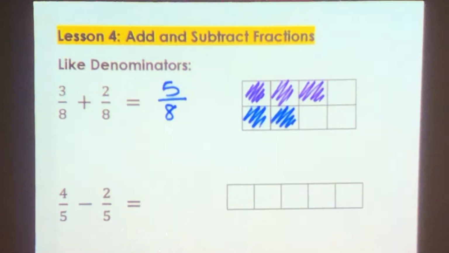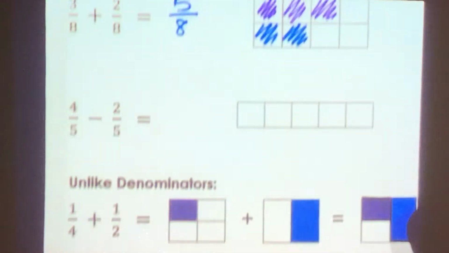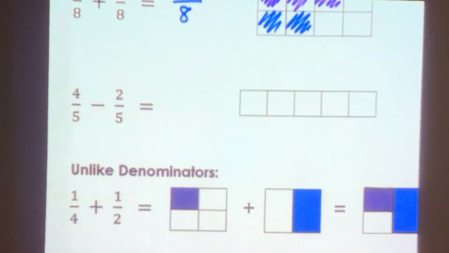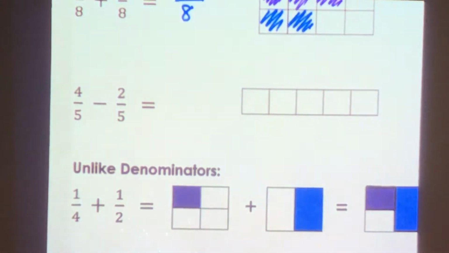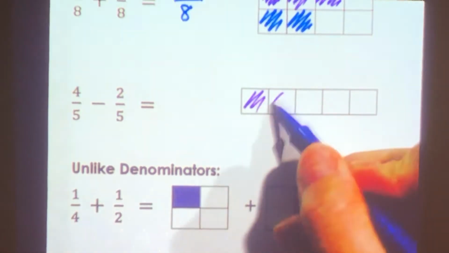Our numerator is still the number of pieces that we're counting, and the denominator is how many pieces the whole is divided up into. Looking at subtraction, same idea here. I have 4/5 minus 2/5, so notice I took this rectangle and I divided it up into 5 equal sized pieces. And if I have 4/5 minus 2/5, if we're subtracting, 4/5 is what I start with. So I'm going to go ahead and place 4/5 on here.